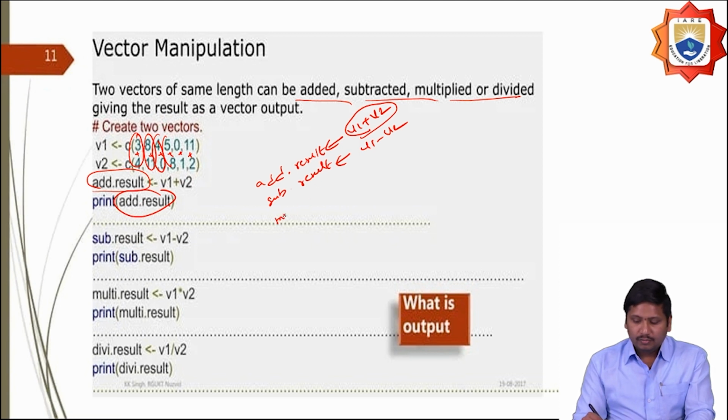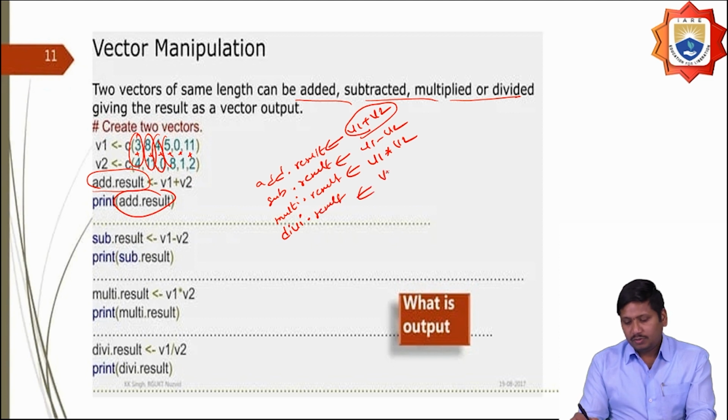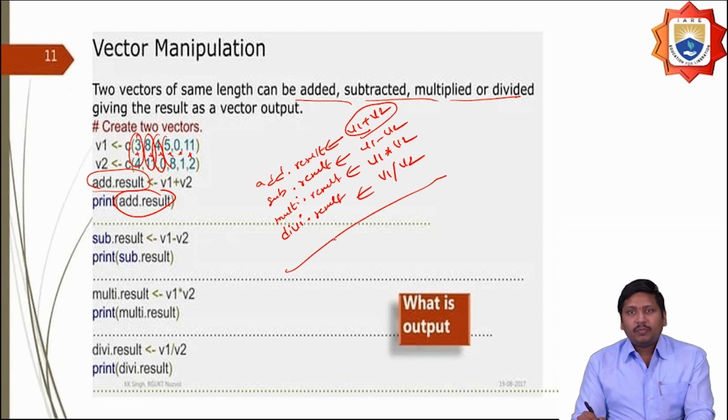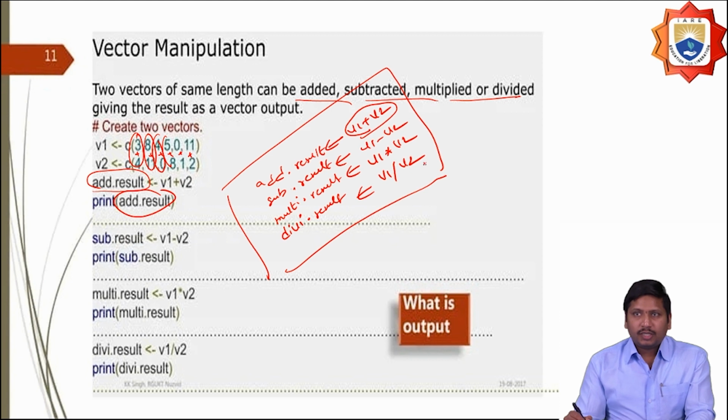And for multiplication it should be multi.result, so v1 into v2. And similarly for division we can have div.result, so v1 divided by v2. Like this we can print the addition, subtraction, multiplication and division operations on the vector method.